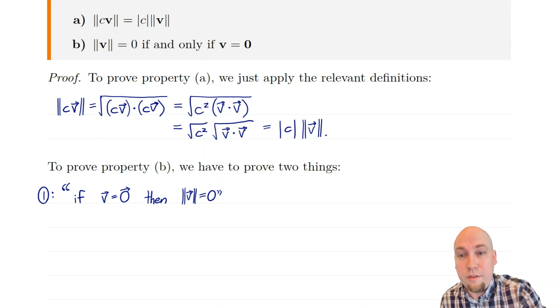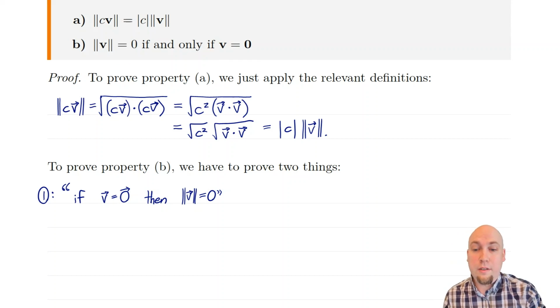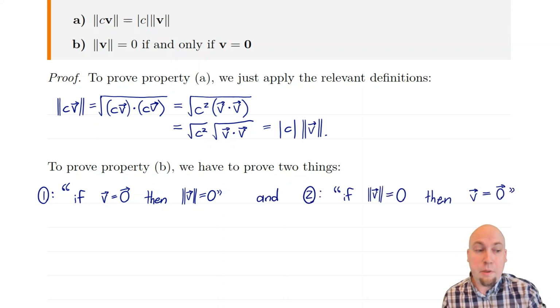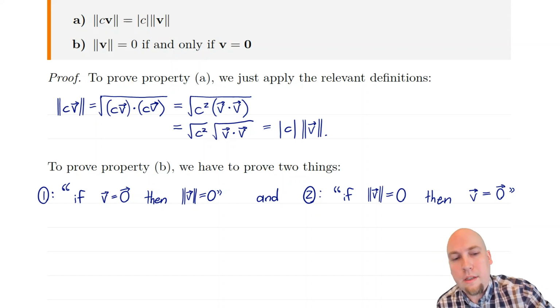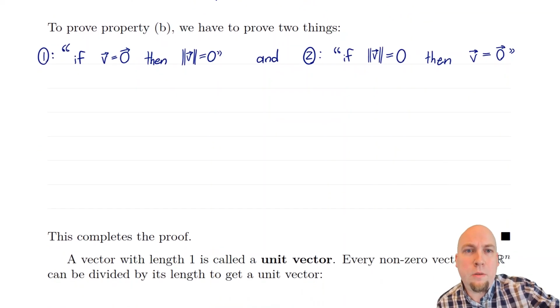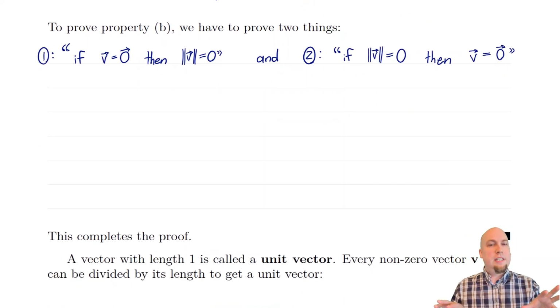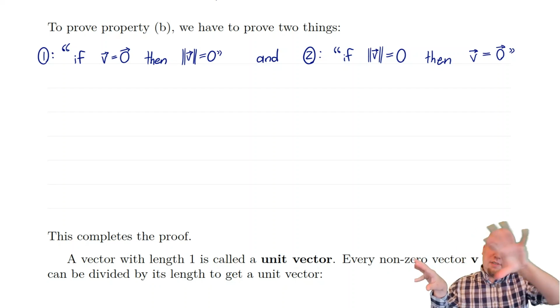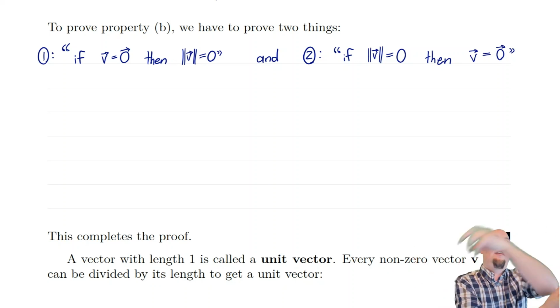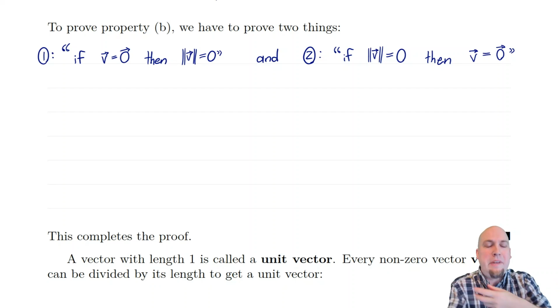You have to prove that if v is the 0 vector, then its length is 0. Okay, so that's one thing that we've got to prove. But we've also got to prove another thing. We've got to prove that if the length of a vector equals 0, then it must be the 0 vector, okay? Because it's if and only if, you got to prove it both ways. Okay, and what very often happens with if and only if theorems like this is very often the proof of one direction is very, very straightforward, and then the proof of the other direction is the real pain. That's sort of where the meat of the proof is.